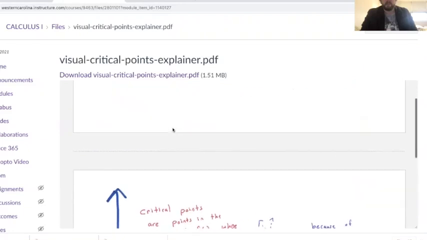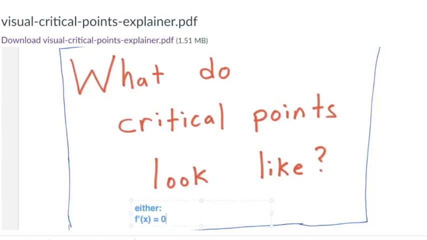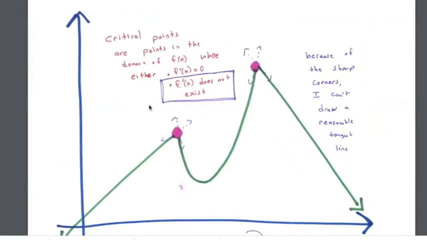This is the definition. Critical points are places where either f prime of x is equal to 0 or f prime of x does not exist. I'm going to actually write out f prime. So what do these look like? Let's look at this picture.